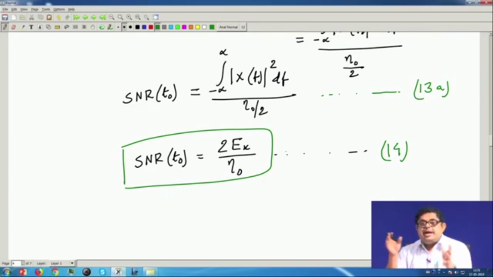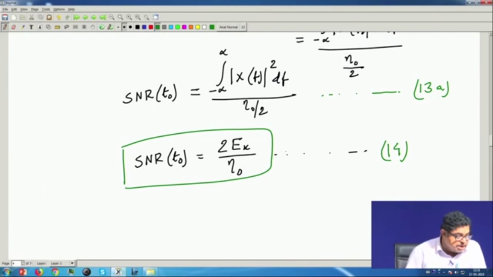So, provided I have two signals with two different signal waveforms, but with the same energy, the SNR will be the same, but the matched filter implementation h(t) will be different. But the SNR at the matched filter output does not depend on the shape of the signal, it depends only on the energy content of the signal. So, this is a very useful piece of information.